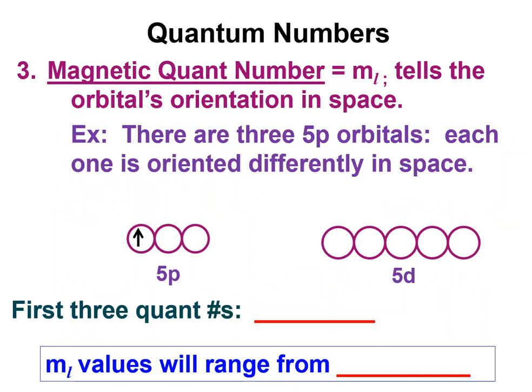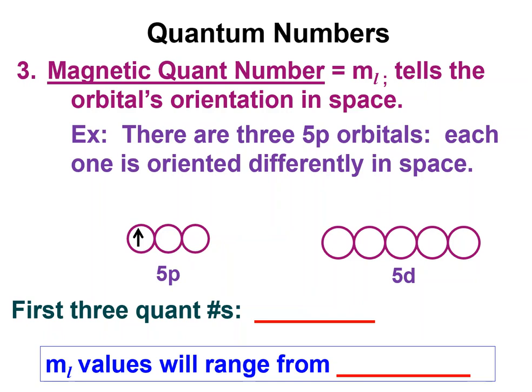The third quantum number is the magnetic quantum number, and this tells basically which orbital in that sublevel something is in. It tells the orientation in space, and we'll see a figure in a minute. But basically, like on the 5p sublevel, we know that there are 3 different orbitals, and so we're going to number those so that we can say which of those an electron is in.